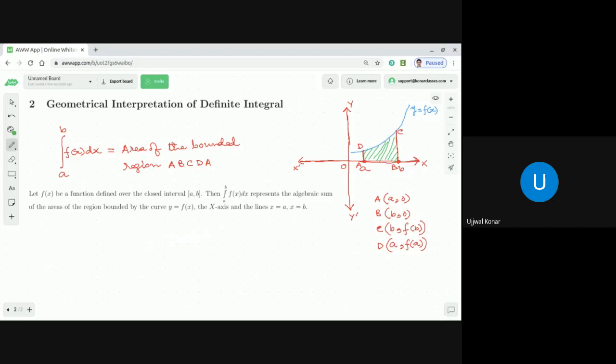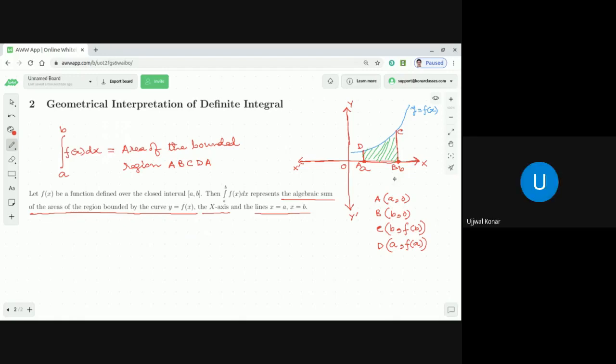Then integration a to b f(x) dx, as you see, represents the algebraic sum. That word algebraic is important. Of the areas of the region bounded by the curve y equal to f(x), the x-axis and the lines x equal to a and x equal to b. These are the four lines, no? The three lines and one curve.